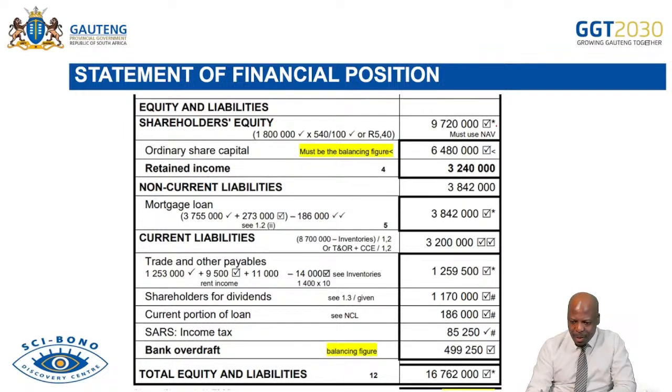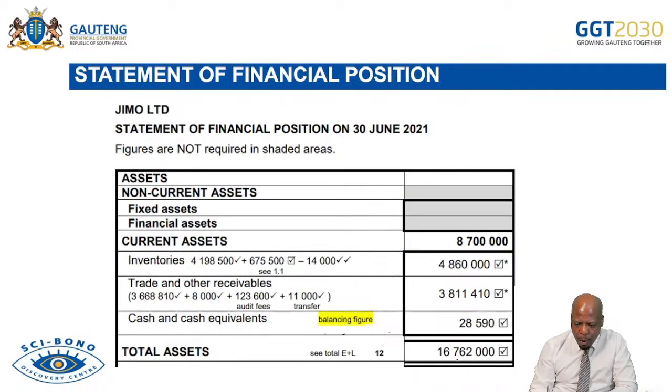So this is what we've calculated with our NAV. And then we got that one. And remember, we have covered the loan already. And then our current liabilities we calculated. And we got 16,762,000. That is after we have added our equity plus non-current liabilities plus current liabilities. It gives us 16,762,000. The same amount will be shown now when we come to our total assets, 16,762,000.